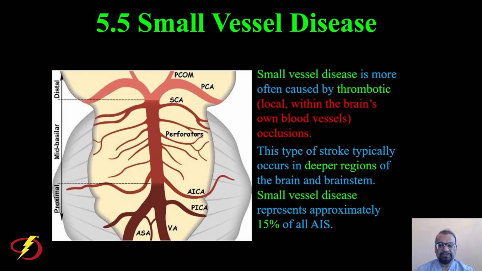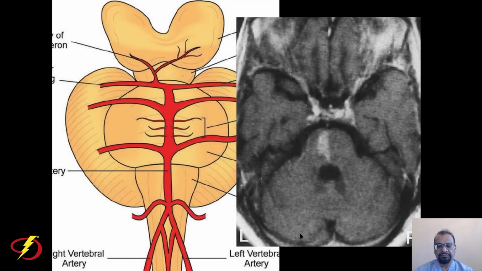Now, small vessel disease is often thrombotic disease, meaning it's localized within the blood vessels, okay? It's not a cardioembolic stroke. It's not an embolus arising somewhere else. It's disease affecting the vessels in the brain themselves. This type of stroke tends to occur in deeper regions of the brain and brainstem. Small vessel disease, again, represents about 15% of all acute ischemic stroke.